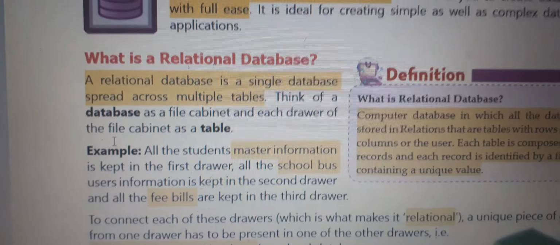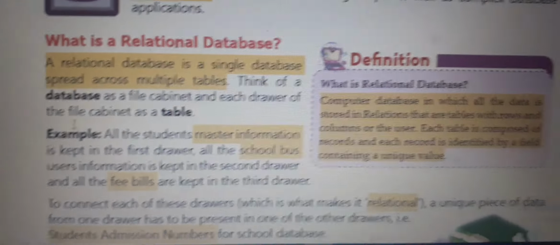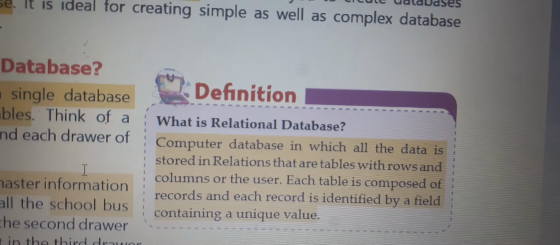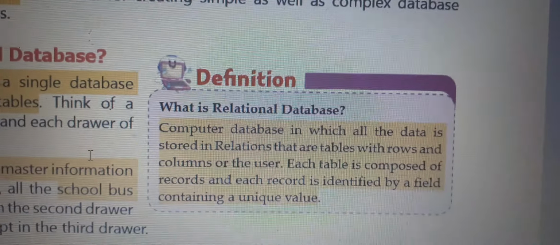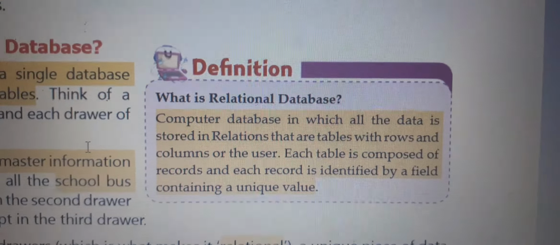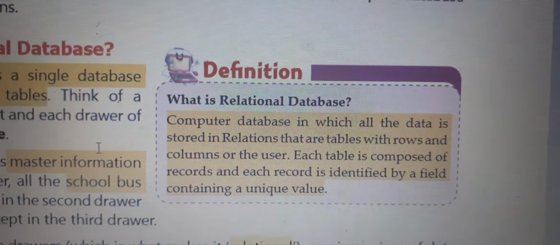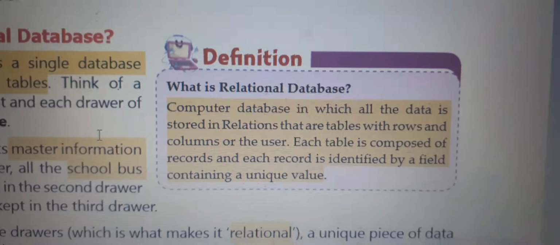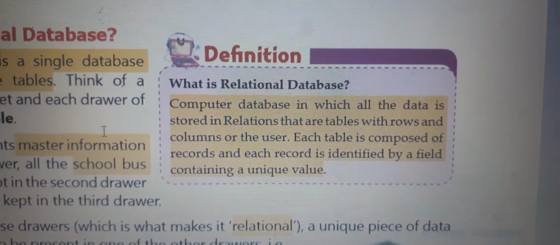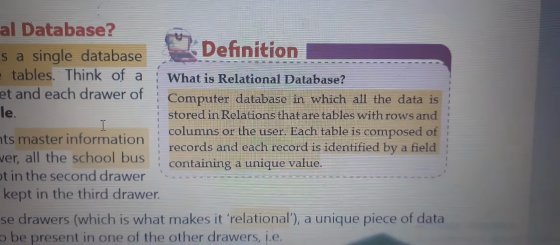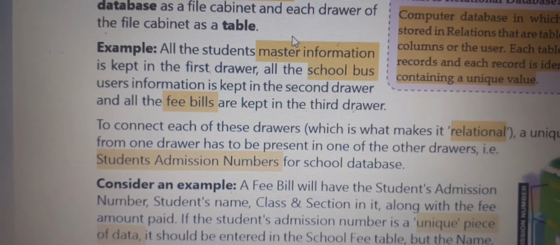Next topic is what is a relational database. A relational database is a single database spread across multiple tables. It's the definition of a relational database: a computer database in which all the data is stored in relations, that are tables with rows and columns, for the user. Each table is composed of records and each record is identified by a field containing a unique value.